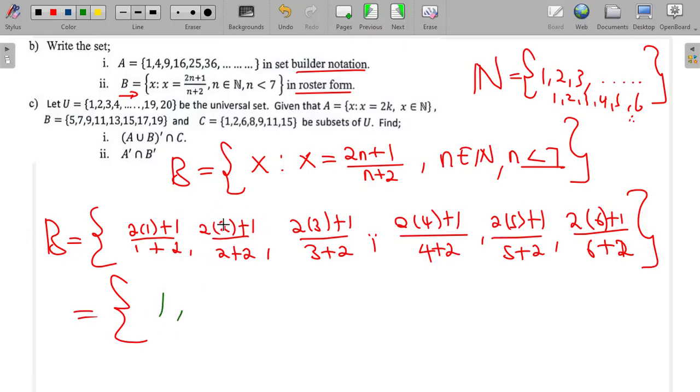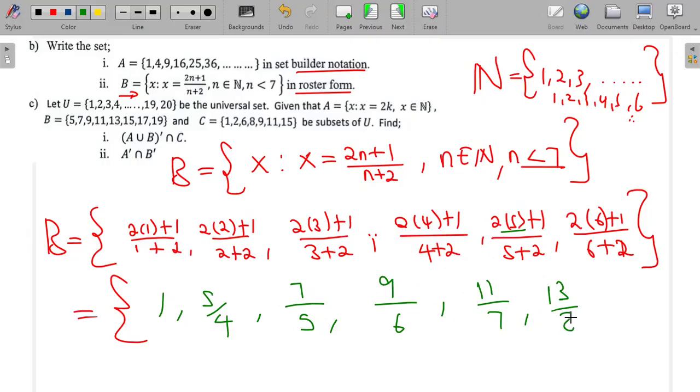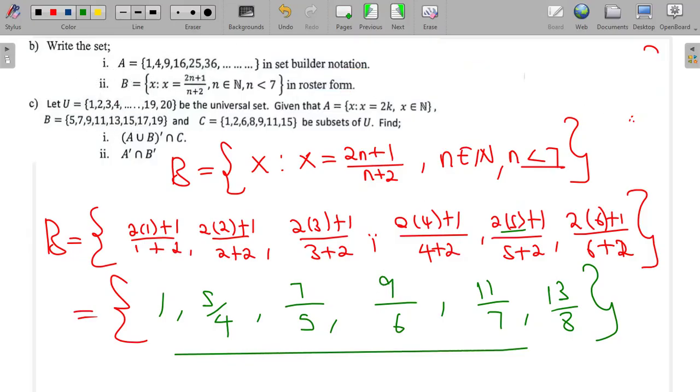This one, on top I have 2 multiplied by 2 plus 1, 5, over 4. So that is 5 divided by 4, comma. Here I have 6 plus 1, that is 7 over 5, comma. Here I have 8 plus 1, 9, over 6, comma. Here I have 10 plus 1, 11 over 7. And then the last one is just 13 over 8. Okay, so this is the set when we list its elements. Right, so we're done with that. We move on to C.